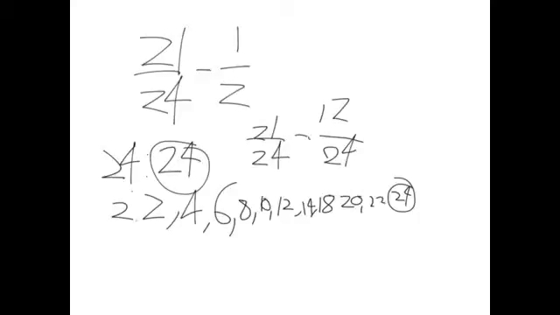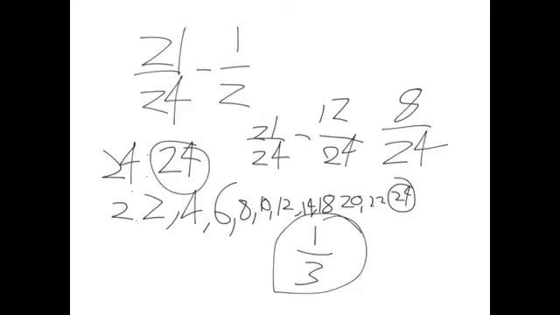So then you subtract 21 minus 12, which is 8, and then we keep our common denominator, so it's 8/24, but that can be simplified. It can be simplified to 1/3. So our answer is 1/3.